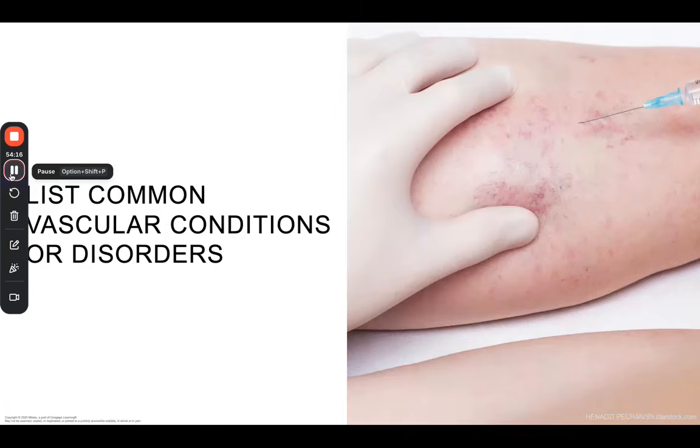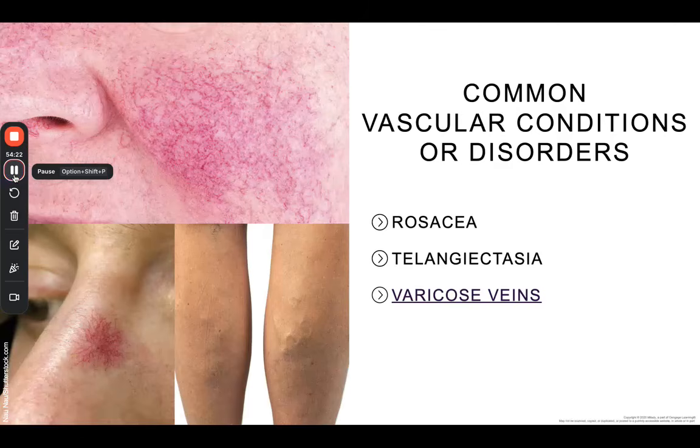Okay, so let's get into objective number 7, which is list common vascular conditions or disorders. Vascular conditions and disorders can be hard for a client to deal with, so it's important to understand the types to better help your client. So the first vascular condition is rosacea. Rosacea is an inflammatory and vascular disorder with multiple causes that are not completely understood.